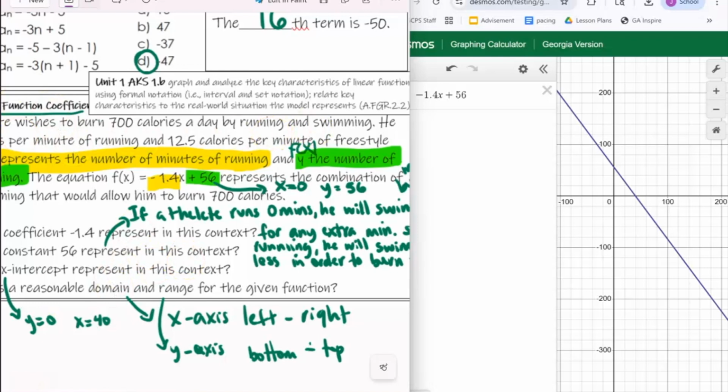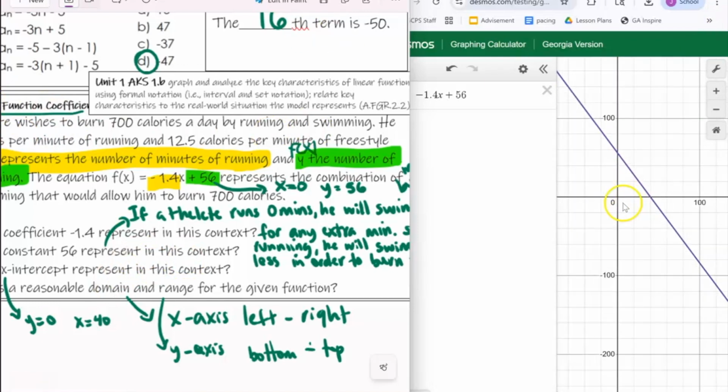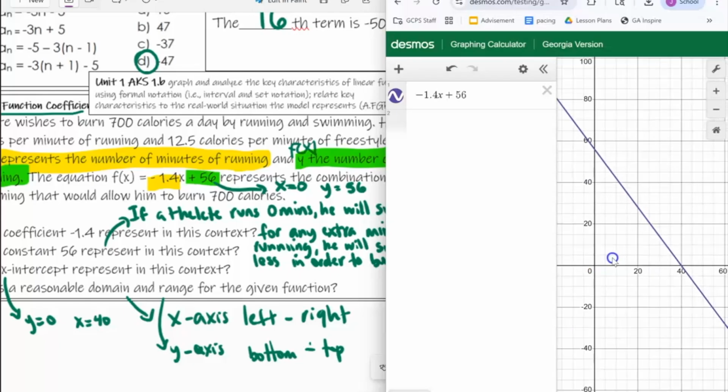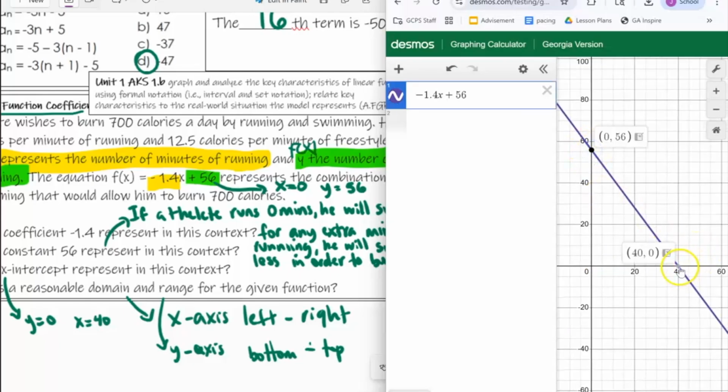All right, so now look at the graph. Remember, this is an athlete, this is a real world situation, so can I have negative? Can he run for negative time? No. Can he swim for negative time? No. So none of these negatives exist. So I'm really only looking from here to here. Those are my only options. So because those are my only options, domain is 0 to 40.